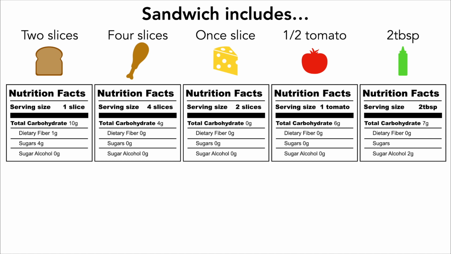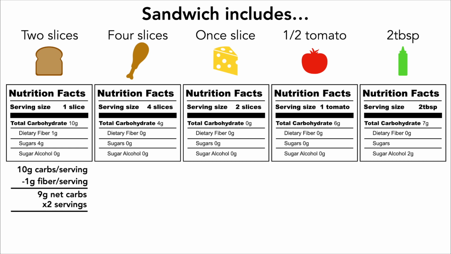Okay, hopefully that wasn't too hard. We'll start over here with the bread. We see that it has 10 grams of carbs per serving, and then we subtract the 1 gram of fiber. Now remember to look at the serving size. We see that it only has 1 slice per serving, but we want 2 slices for our sandwich, so we need to multiply the carbs by 2. So the bread accounts for 18 grams of carbohydrates.